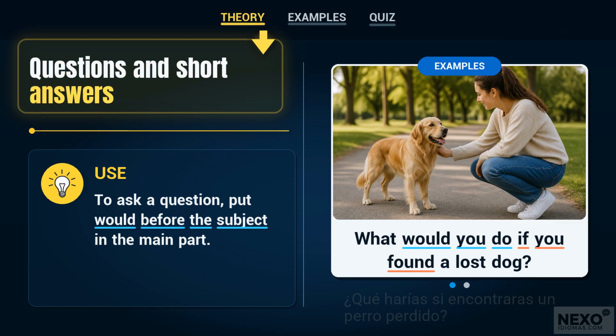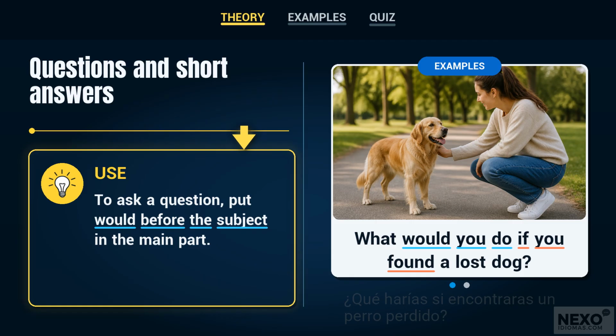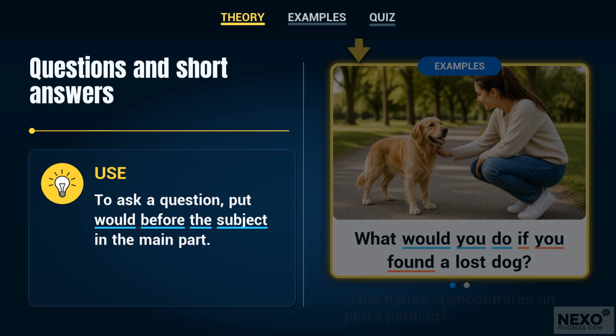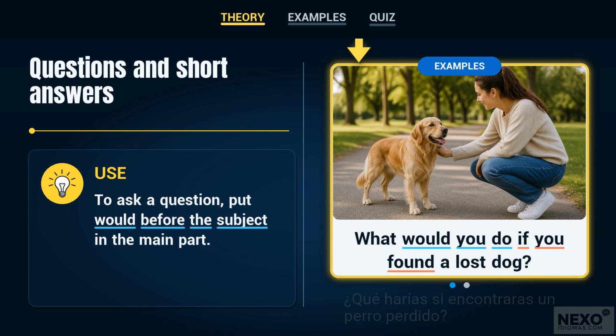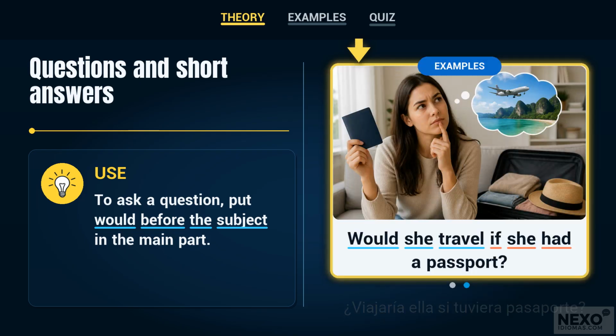Questions and short answers. To ask a question, put would before the subject in the main part. Example: what would you do if you found a lost dog? Example: would she travel if she had a passport?